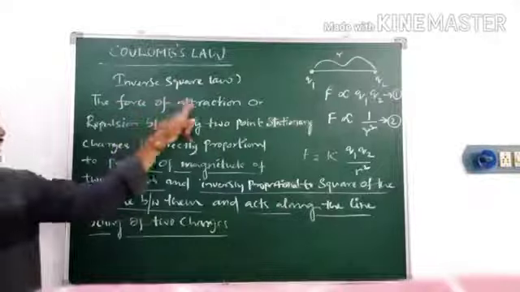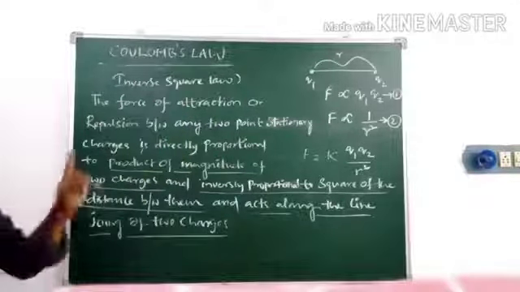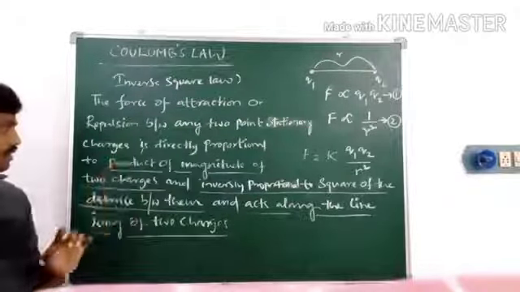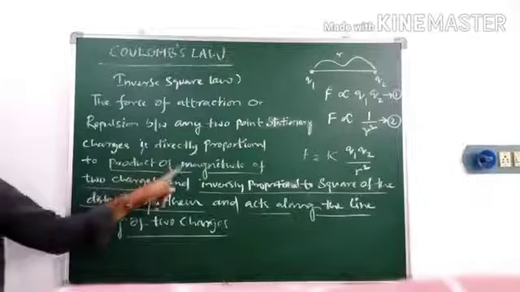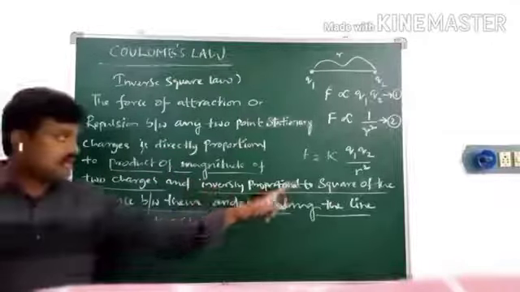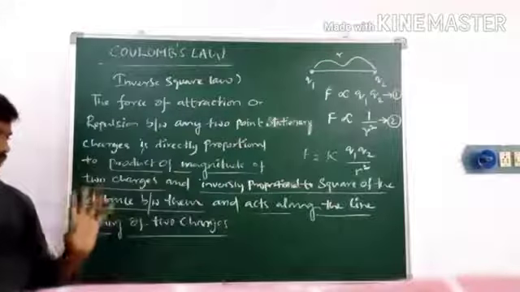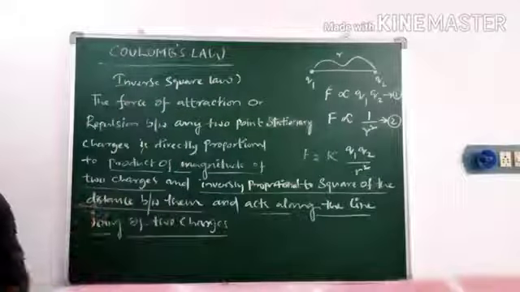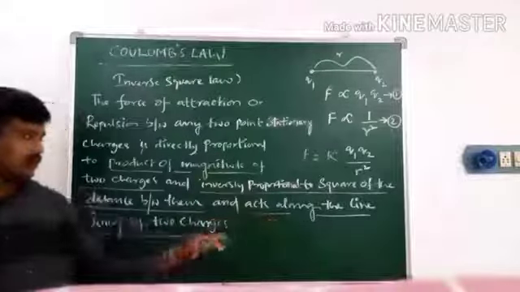So the force of attraction or repulsion between any two point charges: the first point is it depends on the magnitude of the charges. How does it depend? Let us see. It is directly proportional to the product of magnitude of two charges, first point, and is inversely proportional to the square of the distance between them. This is the second point. This is how the force of attraction or repulsion depends upon the distance between them. And the third point is it acts along the line joining.